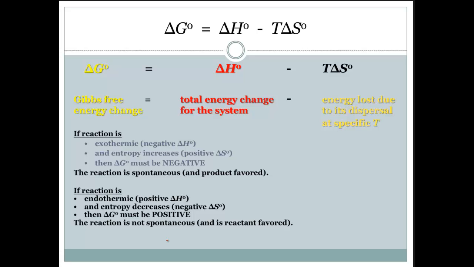So delta G is the Gibbs free energy change, delta H is the total energy change for the system, and T delta S is the energy loss due to the dispersal at a specific temperature. So in other words, how much more disorganized it's becoming. If it's exothermic, delta H is going to be negative, and if its entropy increases, it's becoming more disorganized, then the delta G must automatically be negative and therefore spontaneous. The product is favored. If the reaction is endothermic, so delta H is positive, and the entropy decreases, it's becoming more organized, then the delta G must be positive, therefore not spontaneous, and the reactant is favored.